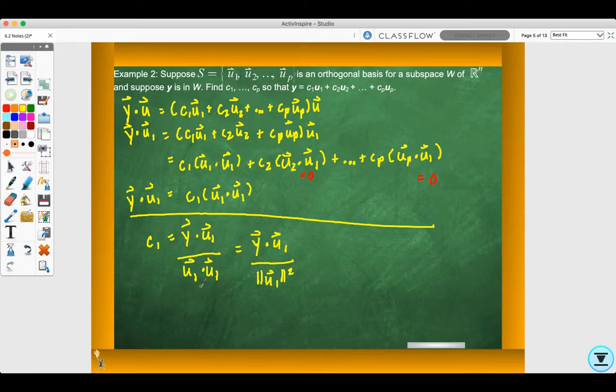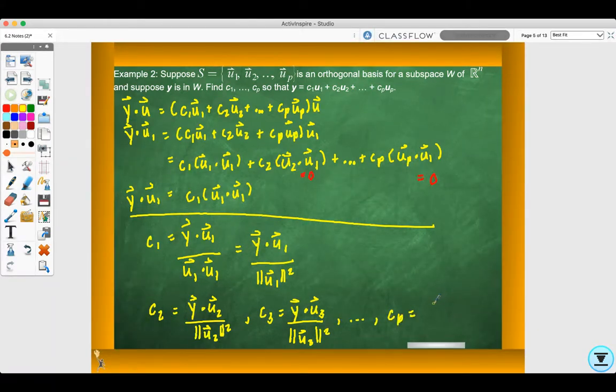Similarly, you can show this for c2. So similarly for c2, you would get y dot u2 all over u2, the length of u2 squared. And similarly for c3, you'd have y dot u3, and going all the way to cp, you'd have y dot up.